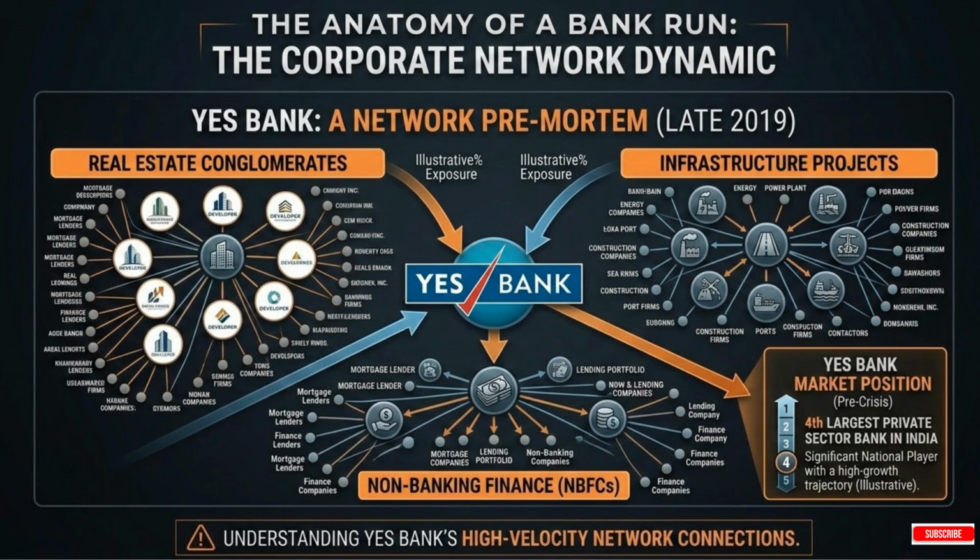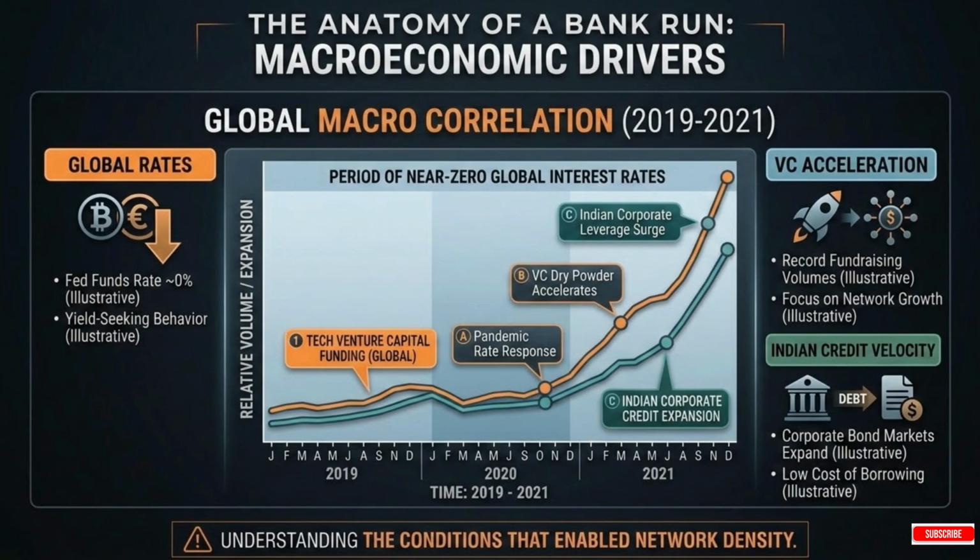It had high-velocity network connections, especially to mega conglomerates in real estate, infrastructure, and non-banking finance companies. Macroeconomic conditions from 2019 to 2021 enabled network density. Near-zero global interest rates led to record VC acceleration and significant Indian corporate credit expansion. This created a highly leveraged environment for both banks.